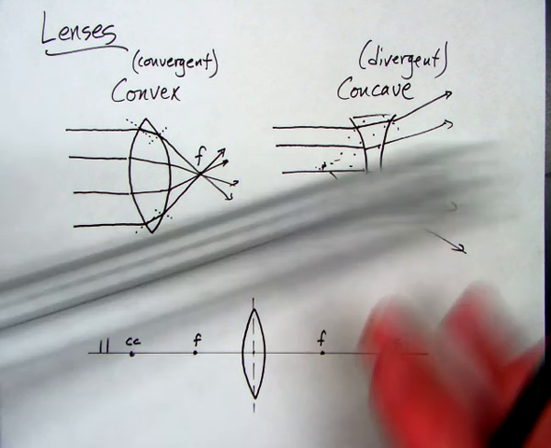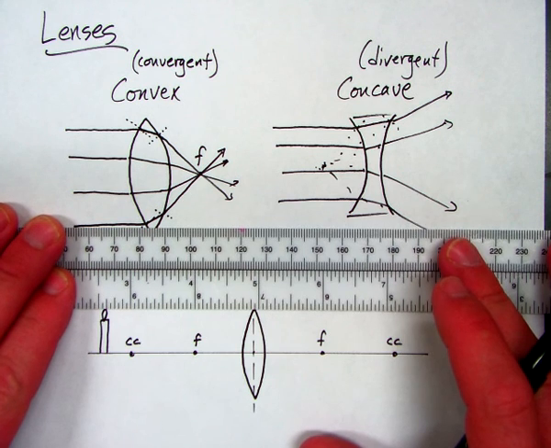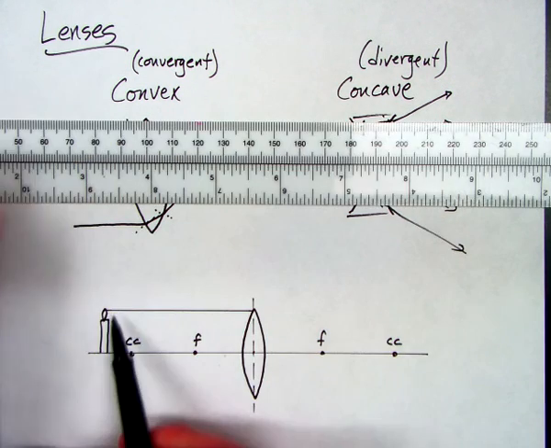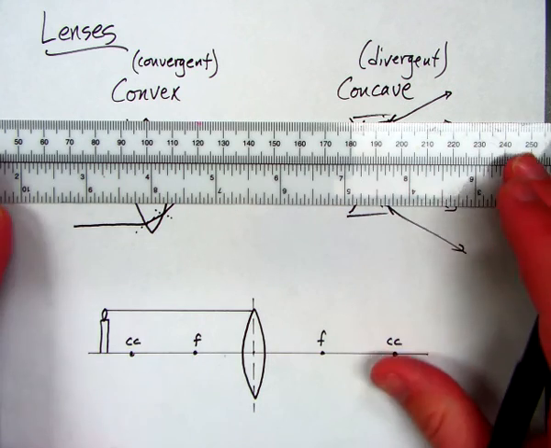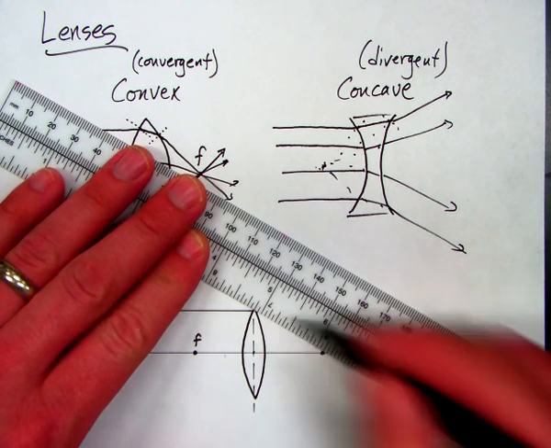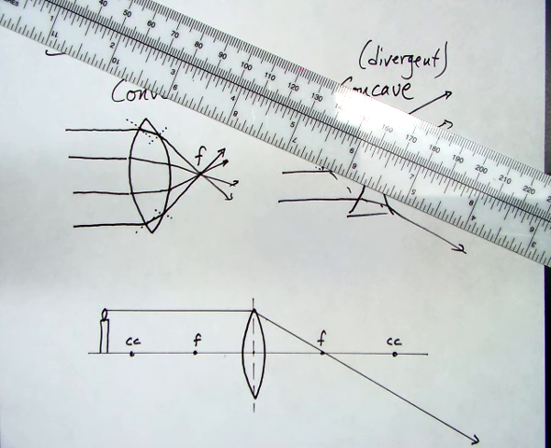My first ray in my ray diagram will come in parallel. Light coming from some light source, this candle, is going to come in parallel, but parallel rays of light always pass through a focal point. So there is one ray of light.